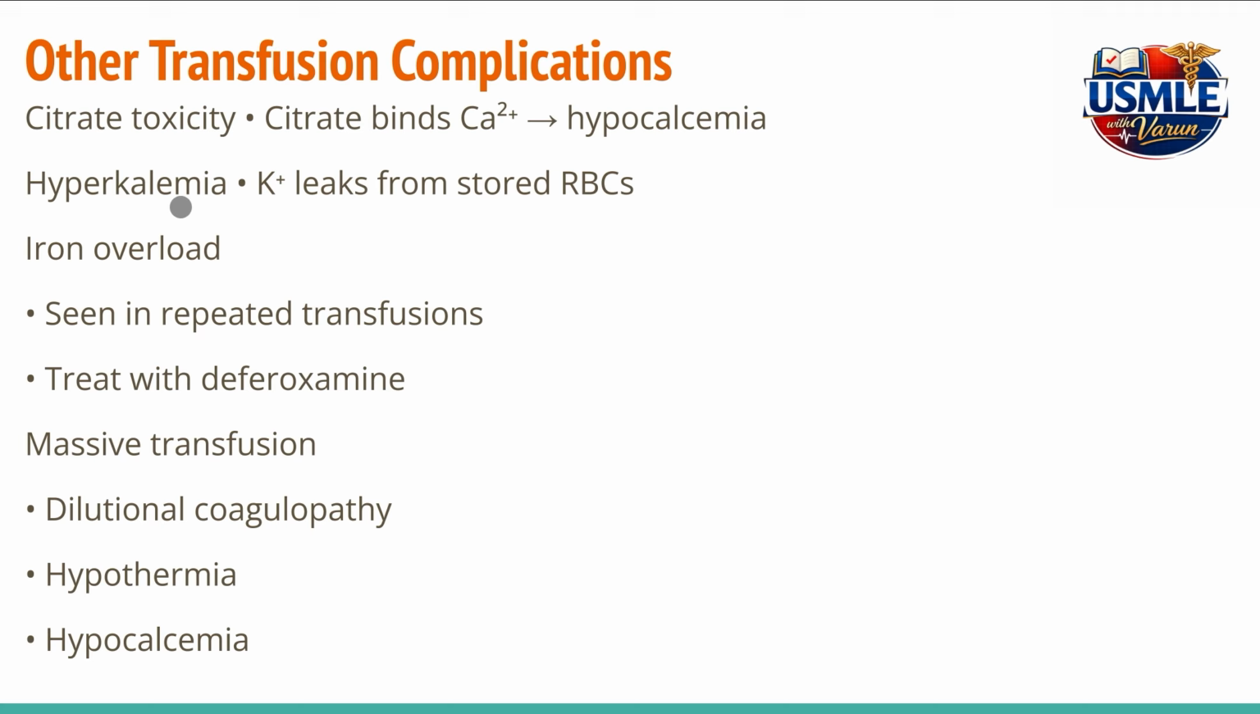Hyperkalemia can occur due to potassium leakage from stored red blood cells. Repeated transfusions can lead to iron overload. This iron overload can be treated with iron chelating agents like deferoxamine and deferasirox. And massive transfusion can cause dilutional coagulopathy, hypothermia, and hypocalcemia.